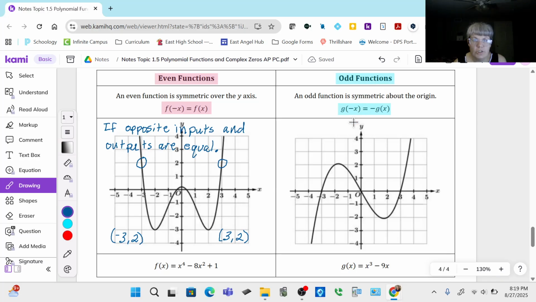For odd functions, again, it's opposite inputs. So if we have opposite inputs, and my outputs, notice one is going to be positive and one is going to be negative. That means opposite outputs.